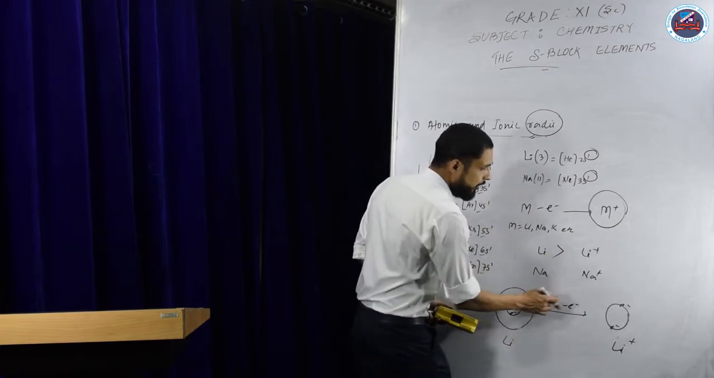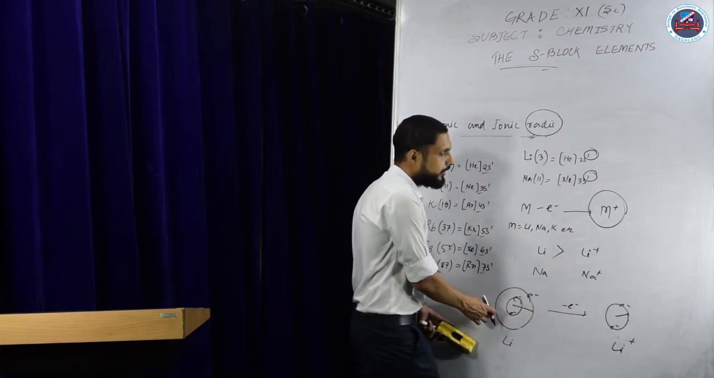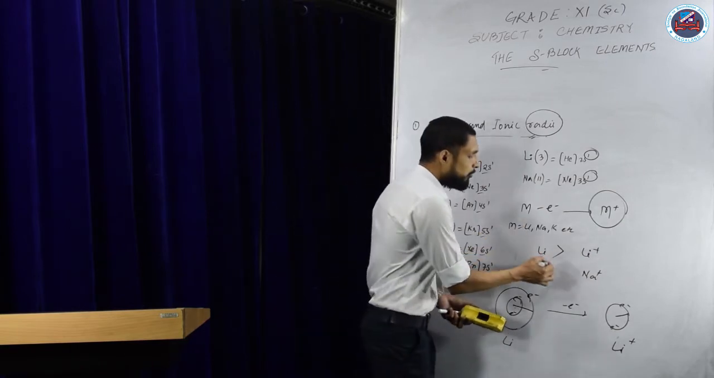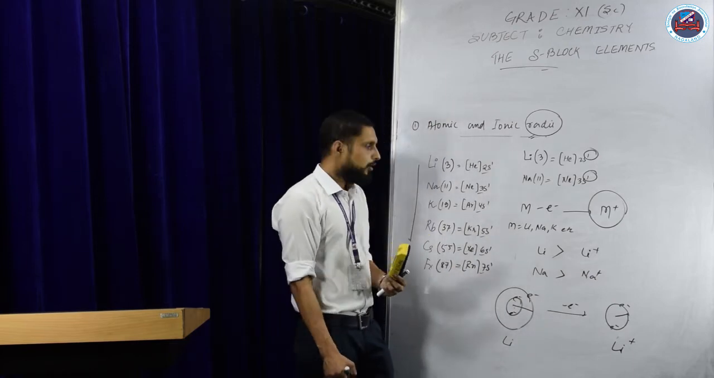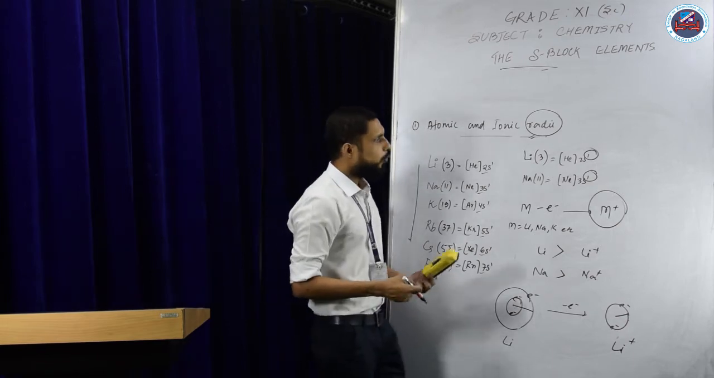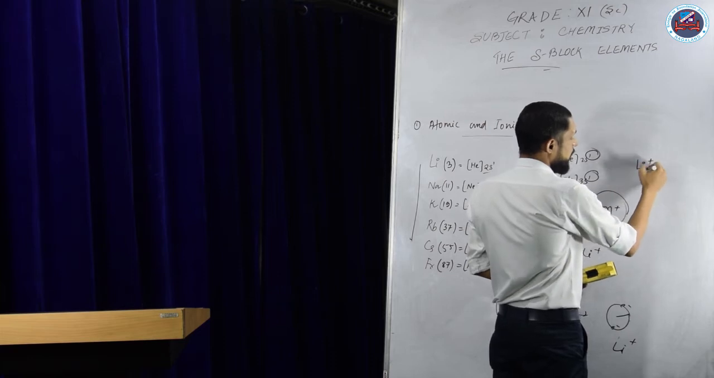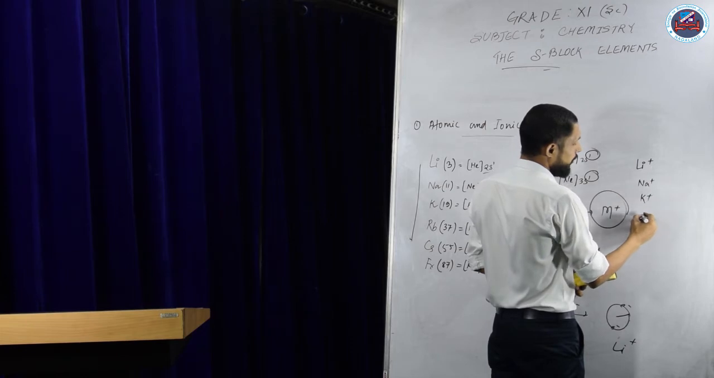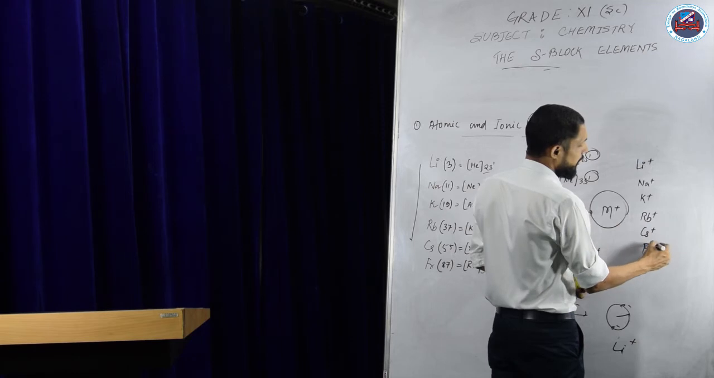Now if you compare the radii, atomic radii is longer than ionic radii. Similarly, the atomic radii of sodium will be longer than the ionic radii of sodium. Same for the rest of the elements. Now, what about the ionic radii along the group? Lithium, Li positive, sodium, Na positive, potassium, K positive, rubidium, Rb positive, cesium, Cs positive, francium, Fr positive.